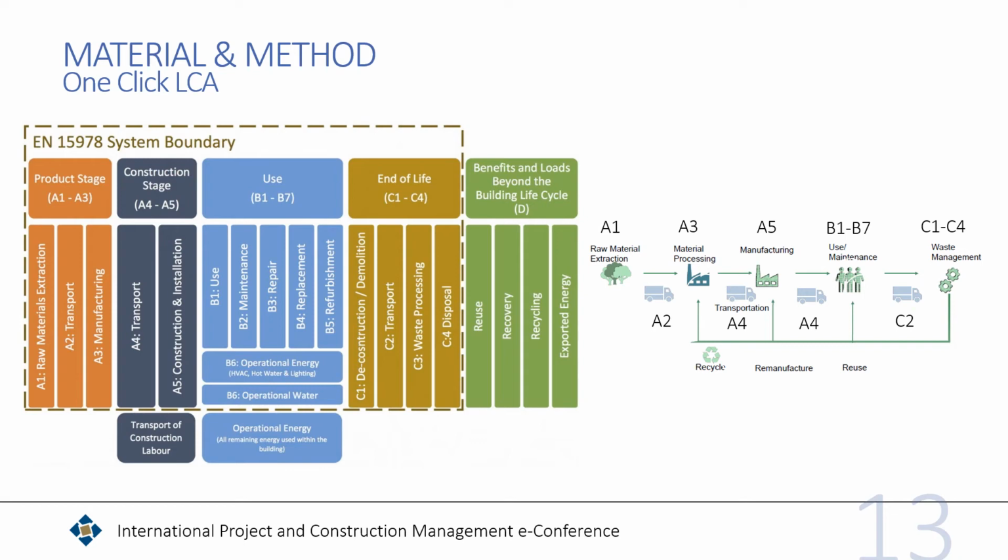A1 to A3 is the product stage of construction material that includes emissions generated from raw material extraction, their transportation and manufacturing process, as well as the waste formed in the production process. A4 is the stage of transportation to the site from the manufacturer, in which exhaust emissions and environmental impact caused by transportation are included. The A5 stage includes the emissions and environmental impact during site operation specific to the selected material itself.